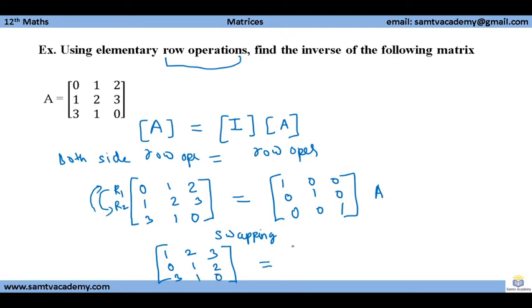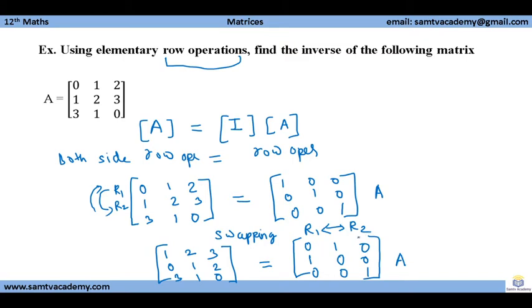Next, we have to do the same operation on the right hand side. So the first row will become R2, which is 0 1 0, and the second row will become R1, which is 1 0 0, and the last row will be as it is, and A will be written like that only. Swapping: what are we swapping? We are interchanging R1 with R2.